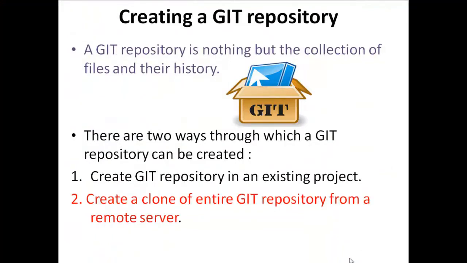A Git repository is nothing but a collection of files and their history. There are two ways through which a Git repository can be created. We can create a Git repository in an existing project, or we can create a clone of the entire Git repository from the remote server. The second point we'll take a look at later on. First, we're going to focus on how we can create a Git repository in an existing project.